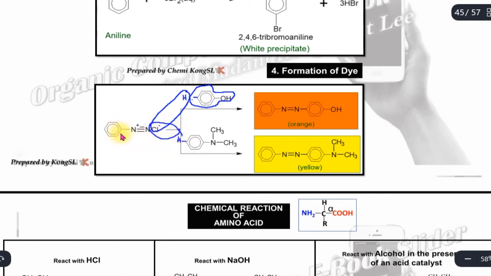So add the phenyl diazonium, and triple bond N. We straight away attach with this reagent. Here also the same, straight away attach with phenol. With phenol, orange dye. With N,N-dimethylaniline, it will form yellow dye.